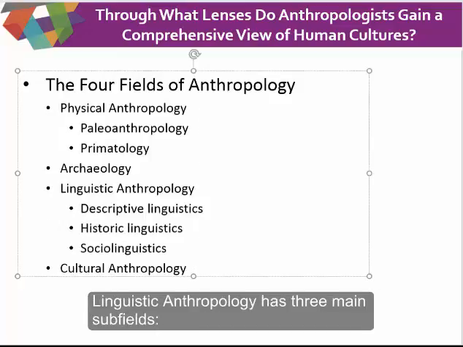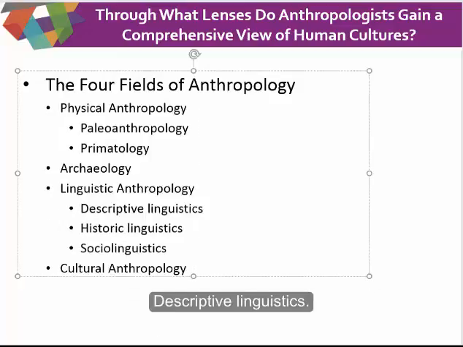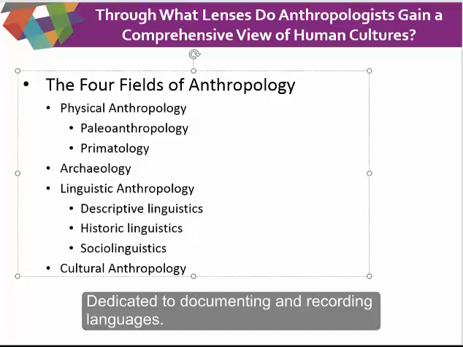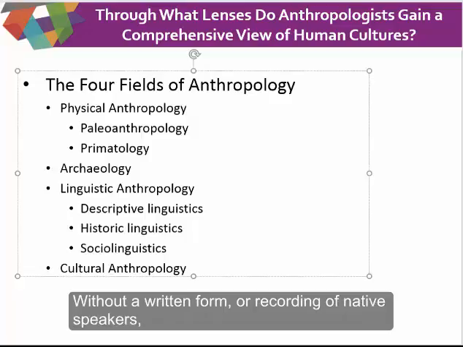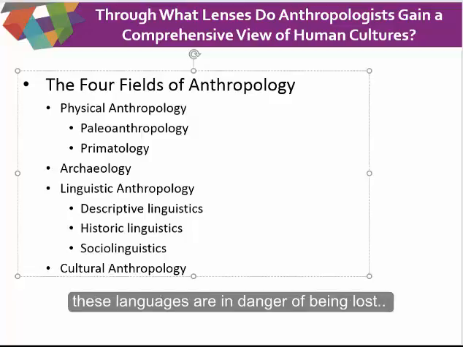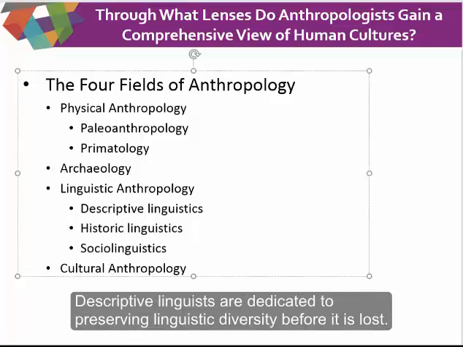Linguistic anthropology has three main subfields. Descriptive linguistics, dedicated to documenting and recording languages. Many languages that are spoken or have been spoken around the world do not have a written form. Without a written form or recording of native speakers, these languages are in danger of being lost. Descriptive linguistics are dedicated to preserving linguistic diversity before it is lost.